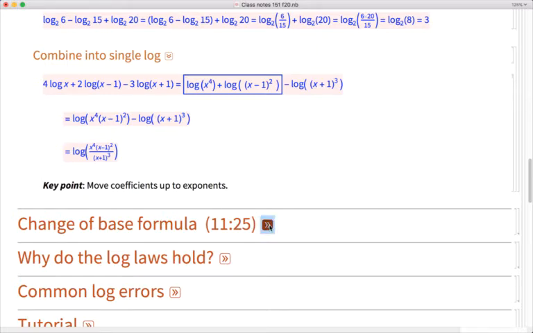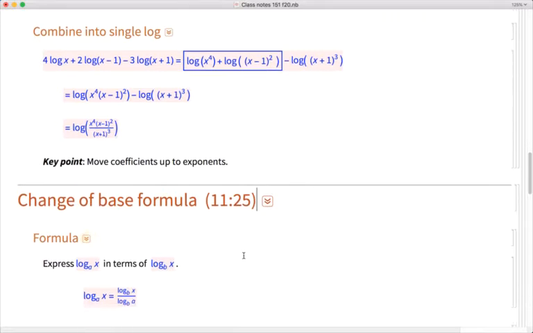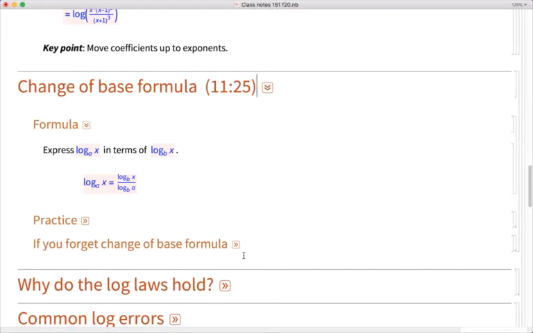Change of base formula. Okay, so the idea here is that we're going to try to express the log base A of x in terms of some other log base. And this is log base B. And this is set up to work for any A and B, but typically what happens here is that you're needing to compute, say, log base 7 of some number, and your calculator doesn't have a log base 7 button. So the idea is to convert your calculation over to log base 10 or log base e, the common or natural logs, so that you can use your calculator to do the evaluation.